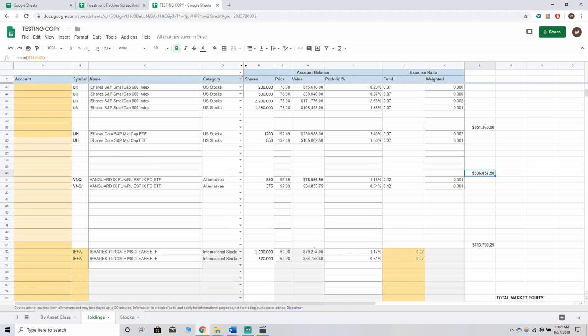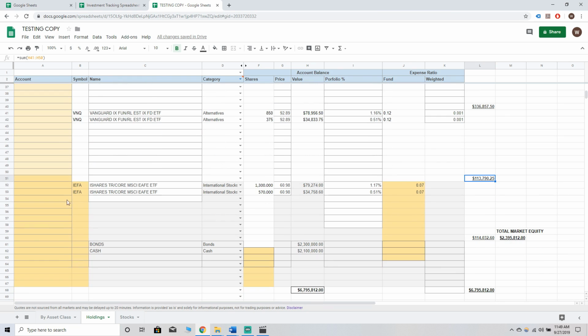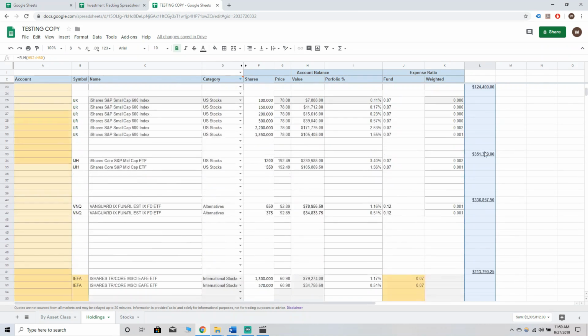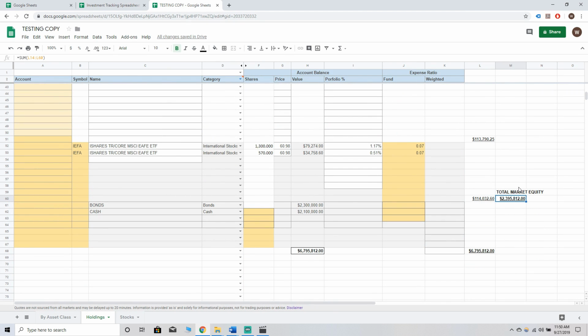VNQ, total correlates here. Developed market stocks correlates here. And right here we have the total market equity, which is the sum of all of these asset classes. So 2.4 million. And you can also put bonds and cash.